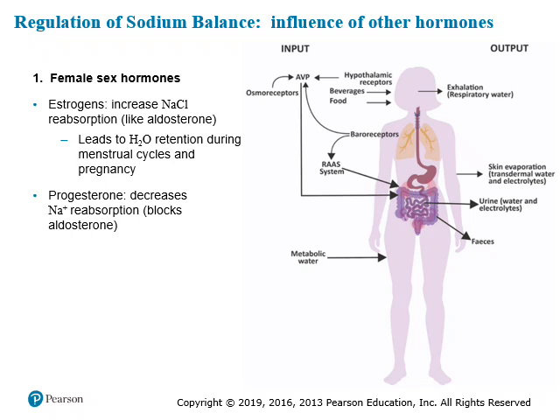The next one is your progesterone. Progesterone is a hormone of pregnancy. We produce it more, most especially when we are really positively pregnant. It decreases sodium reabsorption though, and it blocks aldosterone. It promotes sodium and water loss.